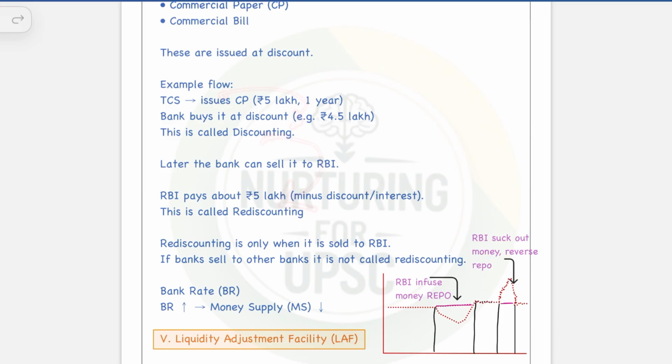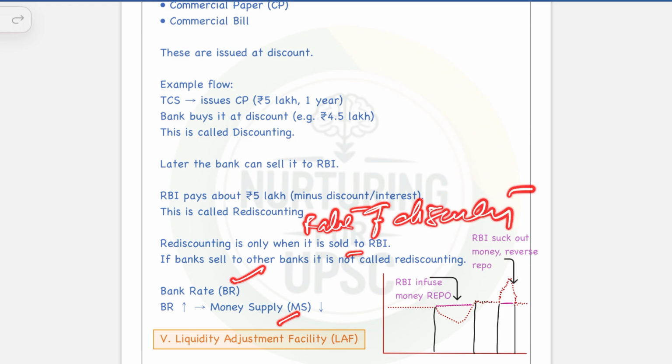अब जितनी बारी होता है उतनी बारी rediscounting होती है. So if bank rate increases, money supply decreases. Why? Because rate of discounting increases. What do I mean by rate of discounting increases?